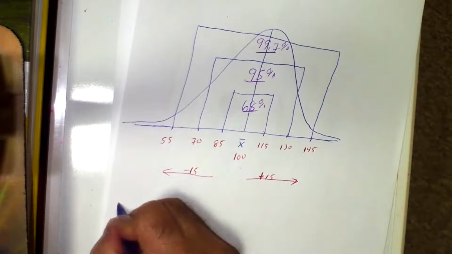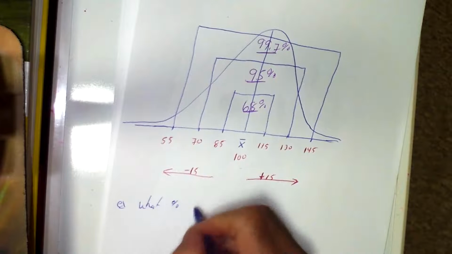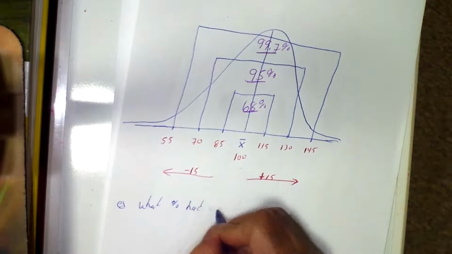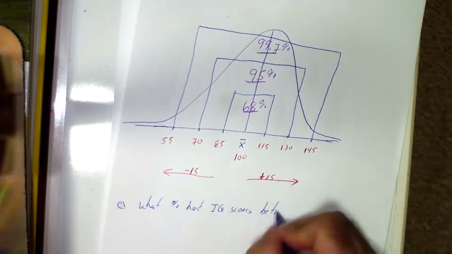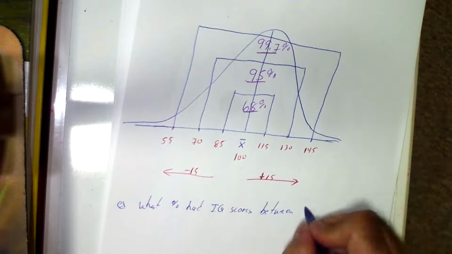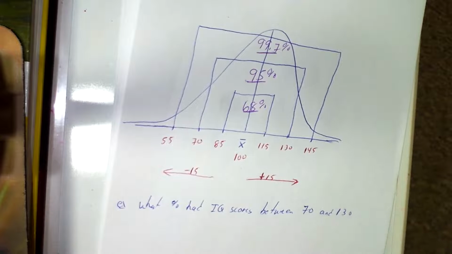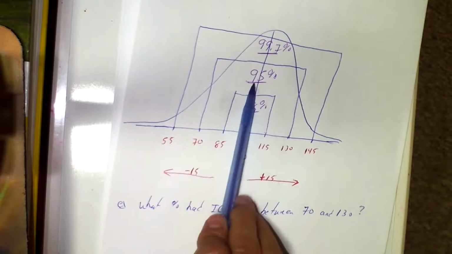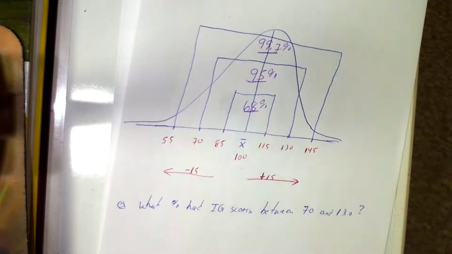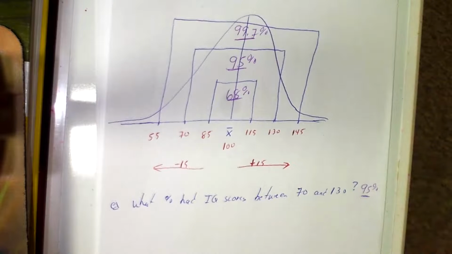So they're going to ask you, what percent had IQ scores between 70 and 130? Right? So you go to your 70, you go to your 130, follow the box. Oh, that box is 95%. So my answer is 95%. That's it.